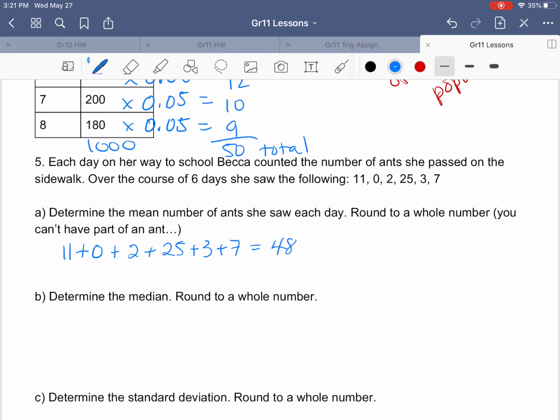And there were 6 days there, so 6 pieces of data. So we need to do 48 divided by 6. That is going to give us 8. We don't need to actually round here because it's exactly 8. So she saw 8 ants per day as an average, or as the mean.